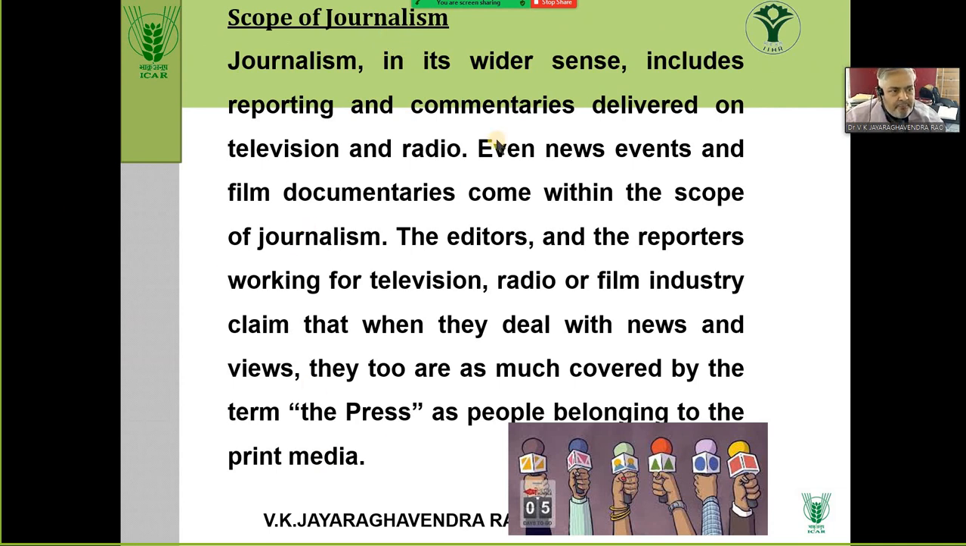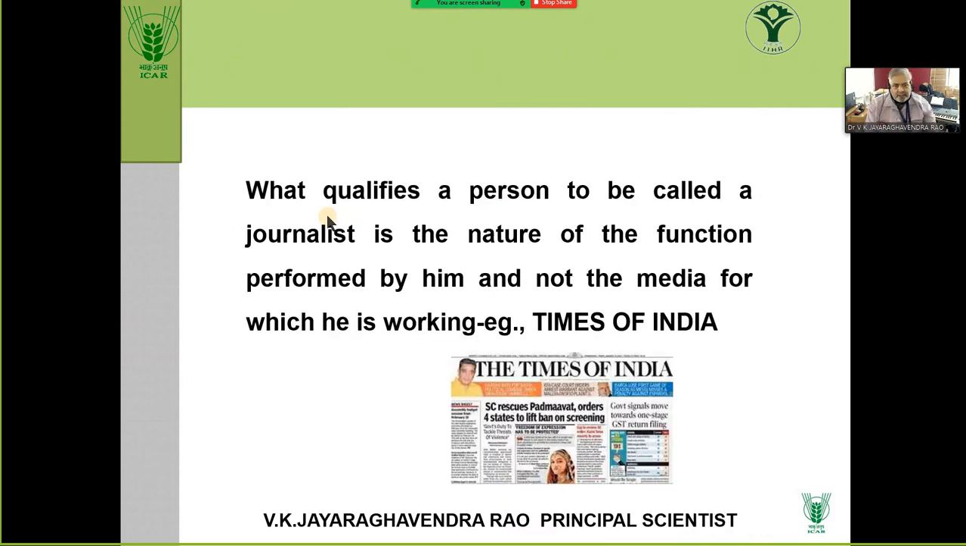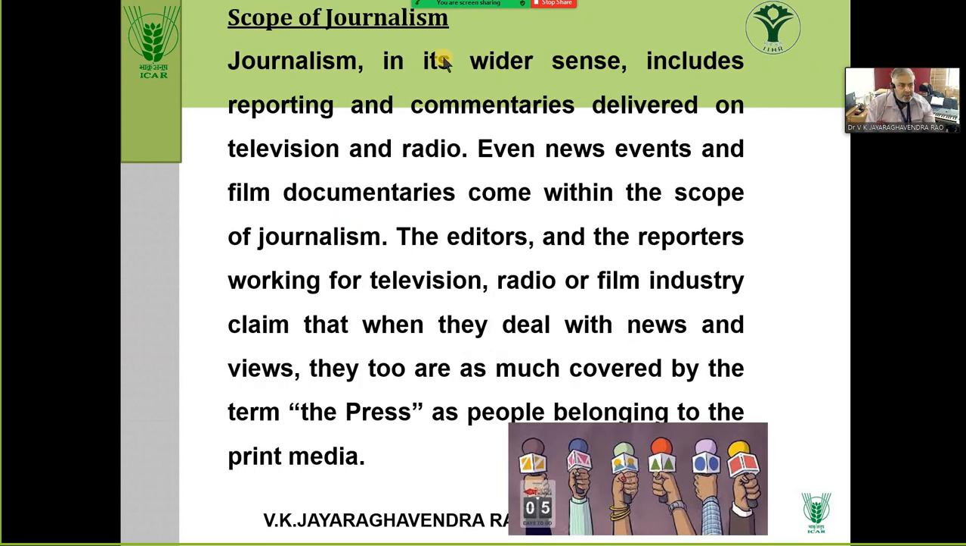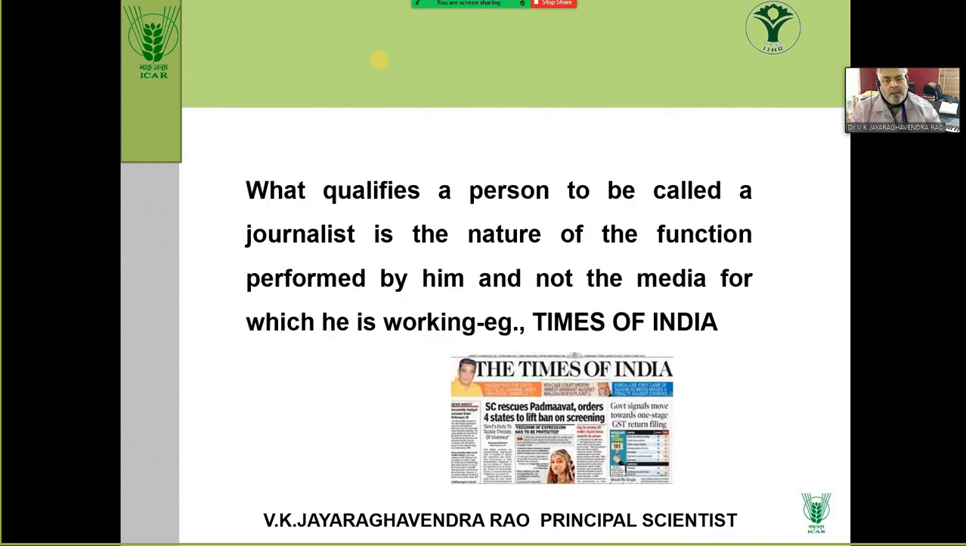The moment you put something on any media, they are all public media. You should be able to write your voice, your opinions, your news. That is the scope of journalism. There are people called social journalists. There are some people who write only for Facebook. There are some people who write only for Twitter. Don't think they write only for newspapers. Anyway, what qualifies a person to be called a journalist is the nature of the function performed by him.